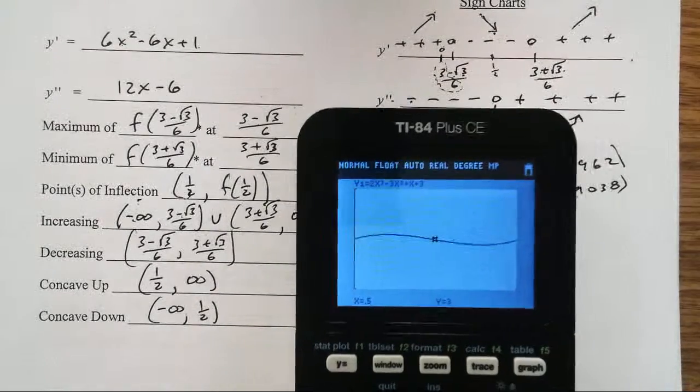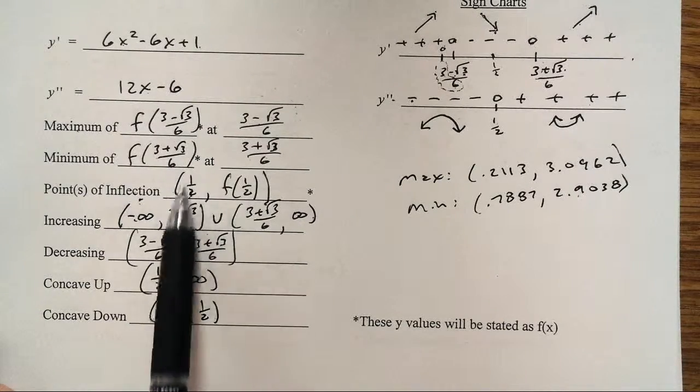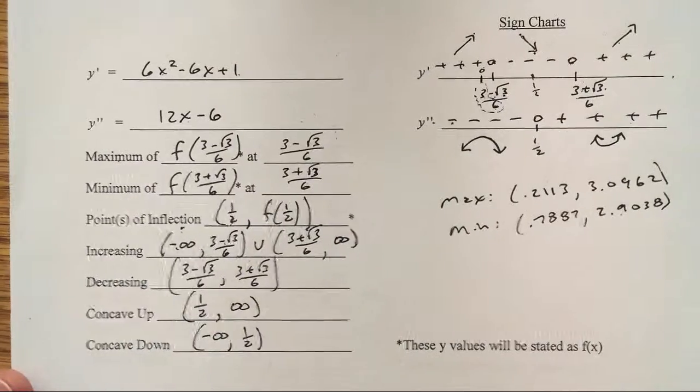The Y value is 3 there, so we could get this at 1/2, 3. We also could have taken the 1/2 and put it back into the original function and find where that point is, and that would be pretty harmless to do on our calculator.